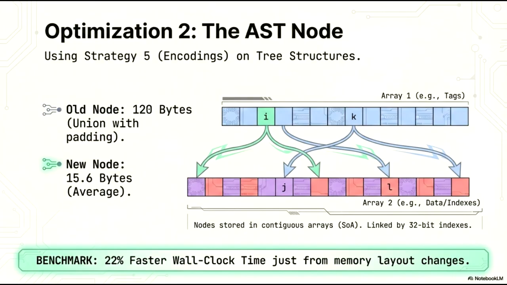As the diagram illustrates, we transition to a structure of arrays approach, where nodes are stored in contiguous memory and linked by 32-bit indexes rather than traditional pointers. This change significantly improves cache locality and reduces memory pressure. The benchmark results are clear. This memory layout shift alone yielded a 22% improvement in wall clock time.